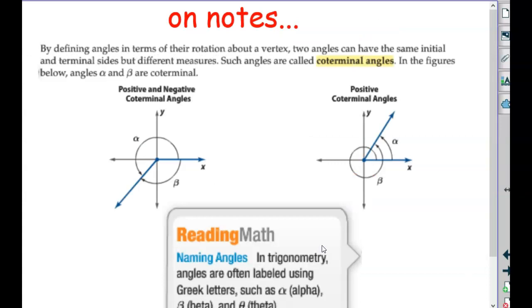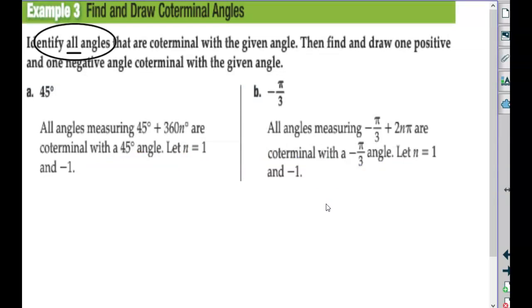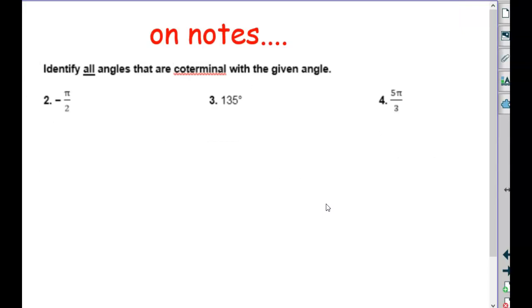Okay. Oh, this is a real quick review. I think I'm back on 5A. I don't know. Coterminal at the bottom. I don't know why it goes back and forth, but it does. The two positive coterminal angles differ by 1 full rotation. We did this yesterday. I don't think you need to write this. Did we do this yesterday? Okay, so when it says all in the directions, that's when we have to put on that plus or minus n thing. So let's just do these 3 real quick. Degrees or radians?